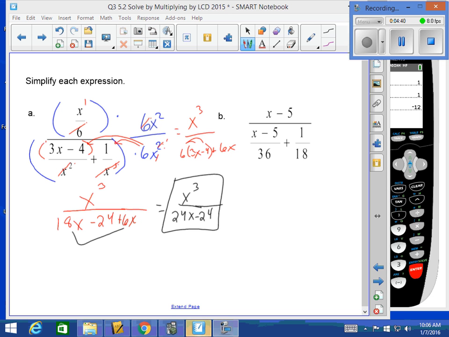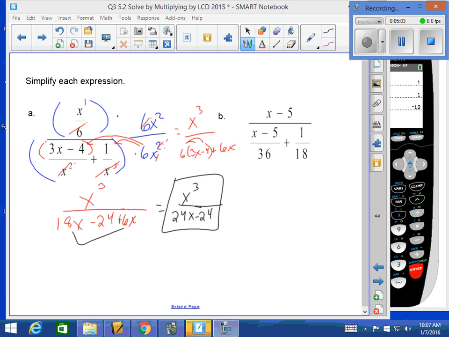I'll sometimes see students try to cancel that x cubed with that x right here on the denominator and make it an x squared. But I'm not allowed to cancel there because of the minus sign right here. If there's an addition or a subtraction sign between terms, you have to cancel all of it or none of it. So I can't touch the x's.